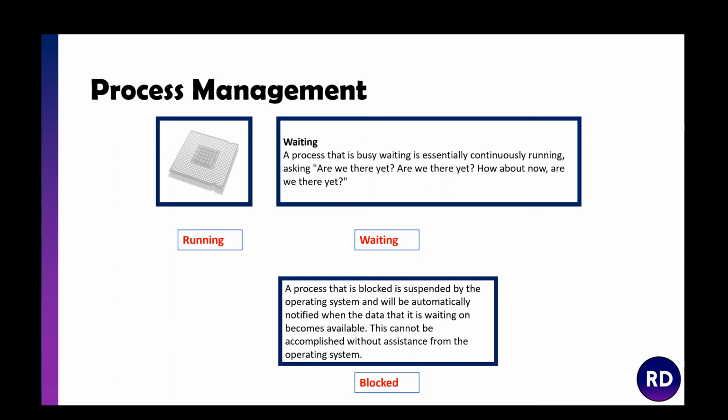And then a process can also be blocked. This is where the operating system suspends it, and when the data that the process needs becomes available, it'll then be notified. Now this can't be done without the operating system sorting that out for us.